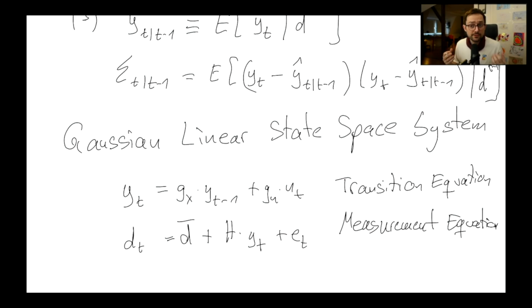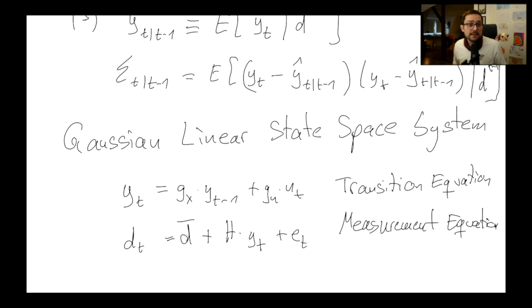Yt in control theory is called the state vector, dt is called the control vector, ut are called the innovations, and et is the noise vector. Okay, so there's a little bit of different terminology in control theory or in statistics. For us, yt are our model variables, ut are our shocks, dt are our observables, and et are measurement errors. So we provide economic meanings to these terms, but they mean exactly the same.